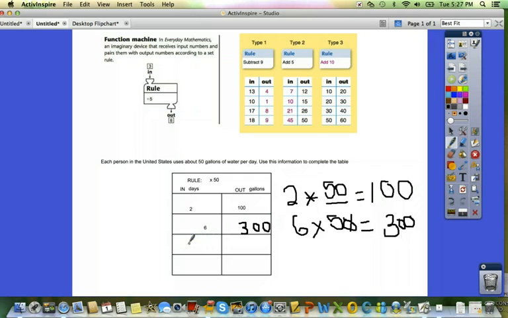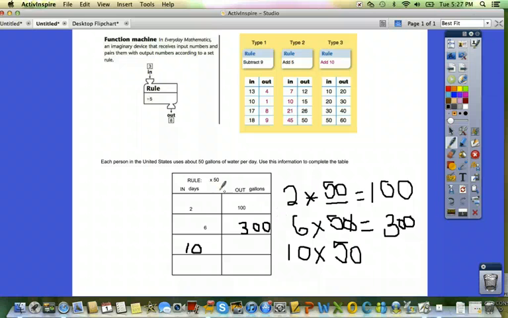Okay, let's try one more. So let's say in 10 days. In 10 days, how many gallons of water will one person use in the United States? So 10 days times my rule, 50.